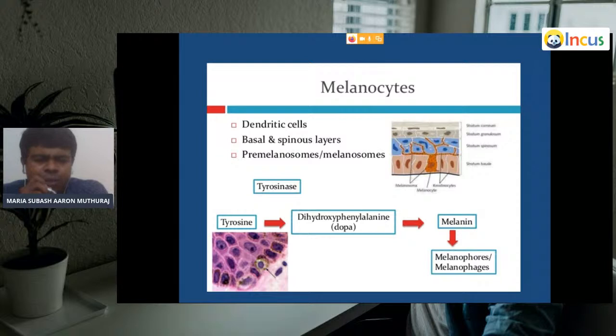In melanosomes, the tyrosine will be converted to dihydroxyphenylalanine with the help of the tyrosinase enzyme. The dihydroxyphenylalanine is converted to melanin with the help of the same tyrosinase enzyme, and the formed melanin will be stored in the melanophages. Premelanosomes are the proform of melanosomes, and the melanin will be secreted from the melanosomes. The secreted melanin will be stored in the melanophages.